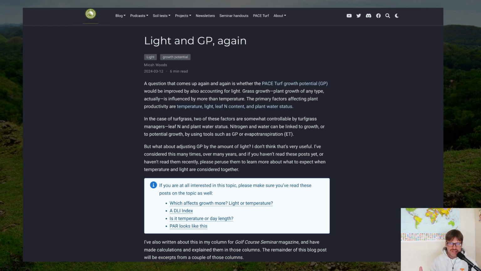So both the light capture and the carbon dioxide capture in photosynthesis are heavily influenced by the amount of nitrogen in the leaf. And that's why the amount of nitrogen in the leaf will have a controlling role in terms of the nutrients that are applied in having an effect on how much the grass will grow. So nitrogen is really important. And then the plant water status is also really important.